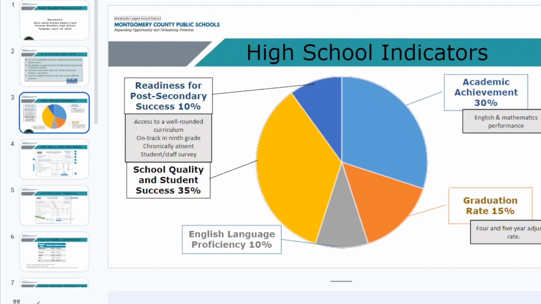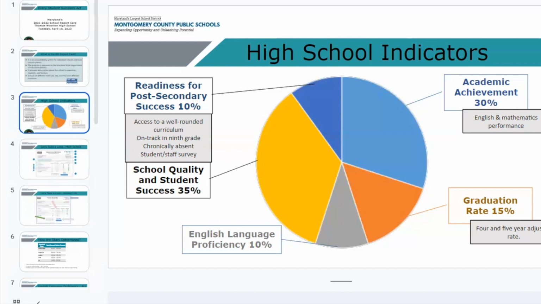After that, you're going to see 10% of our overall measure comes from English language proficiency. So all high schools, including Wooten, have students who are EMLs, English language learners, right? These students who receive services also have a measure for how they are reaching English language proficiency. And based on how they perform in that category, 10% of the overall points in the Maryland report card come from this measure.